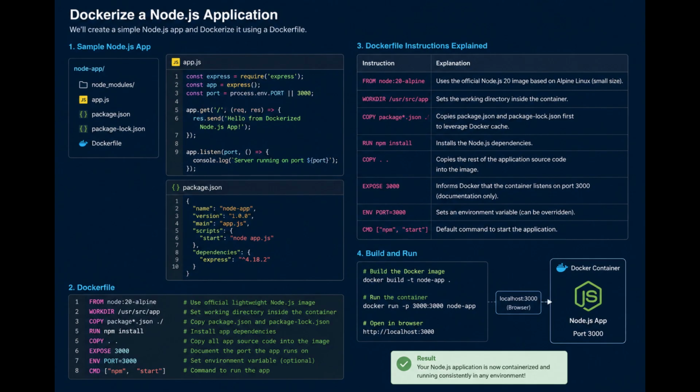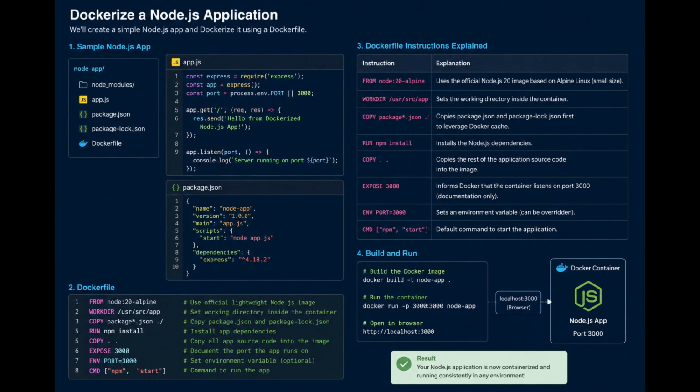The first instruction is FROM node:20-alpine. This tells Docker which base image to use. Here we are using the official Node.js image provided on Docker Hub. The version is Node.js 20, and it is based on Alpine Linux. Now you may wonder why Alpine is used. Alpine Linux is a very lightweight Linux distribution. It keeps Docker images extremely small, secure, and efficient. Smaller images mean faster downloads, faster deployments, and lower storage usage. This is why Alpine-based images are commonly used in production environments.